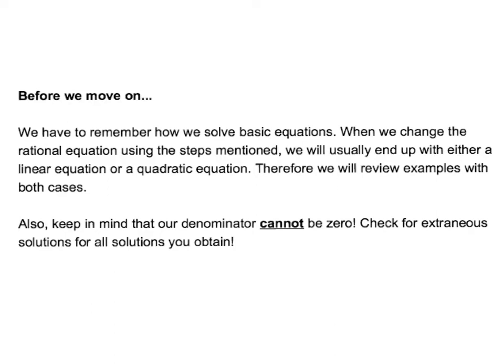Another thing that we need to think about is that with rational expressions, we said before that your denominator cannot be 0. So with solutions for equations, sometimes we will get an answer that makes our original denominator 0. We call these extraneous solutions. So whenever we solve for these types of equations, we want to plug those solutions back in and see if we run into any problems.